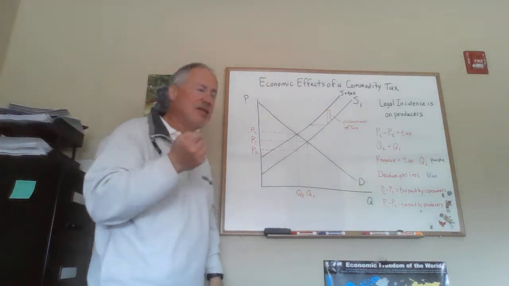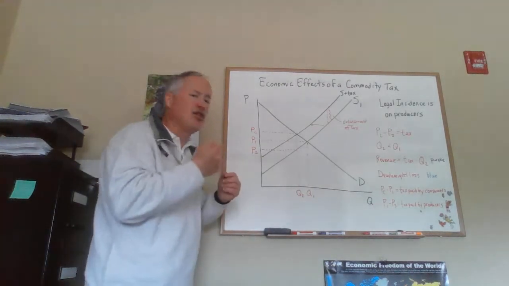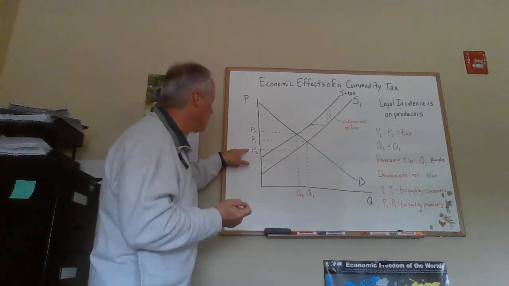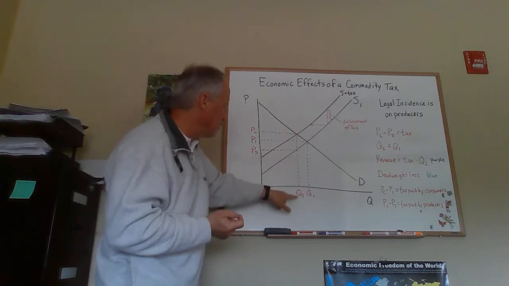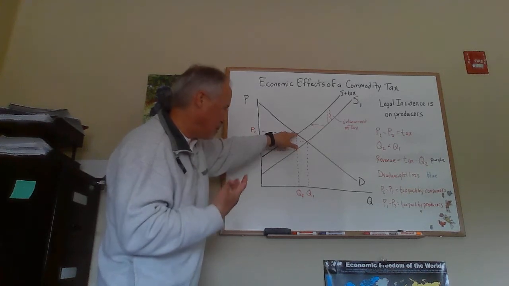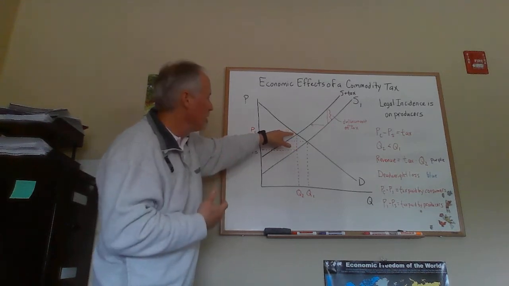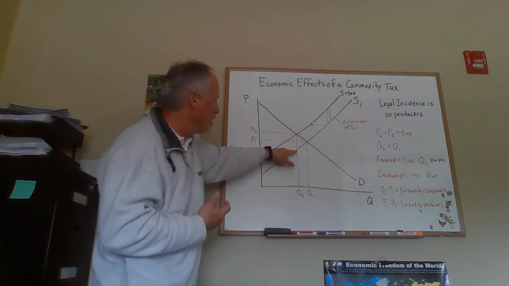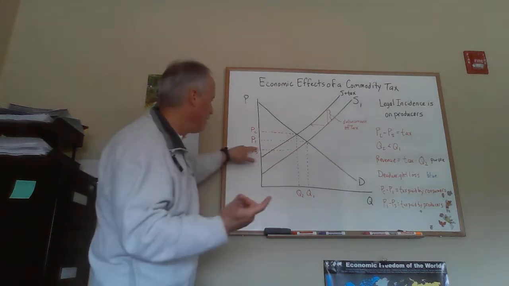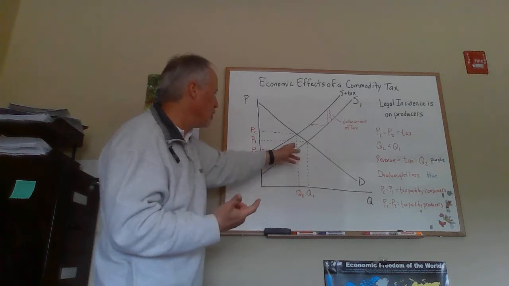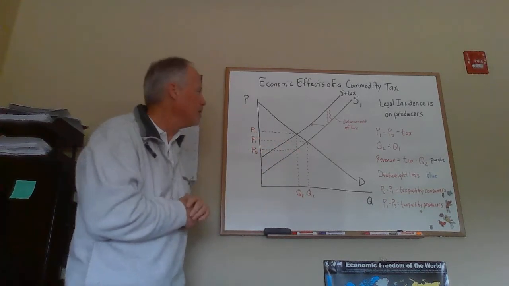But I labeled it PC here because that's going to be the price that consumers pay for the good. And then I have this labeled as PS. We get PS by taking Q2 here, the equilibrium quantity, where the supply curve with the tax on the good intersects demand. And we consider this vertical line here, and where it intersects the original supply curve, that's where we're getting PS from. In effect, at Q2, that's the height of the initial supply curve.